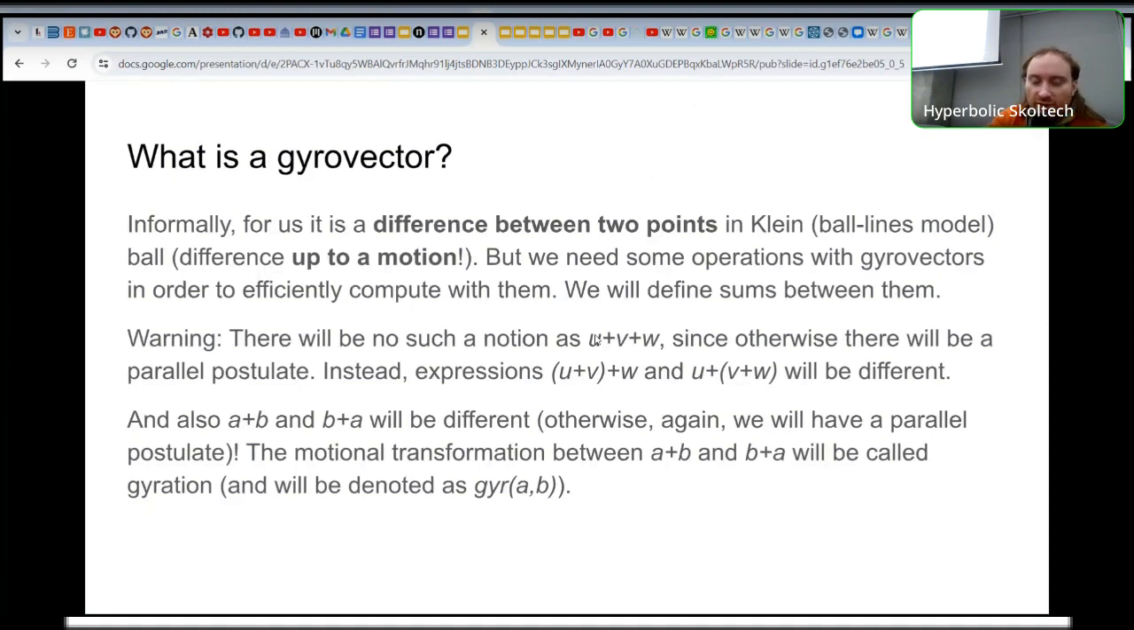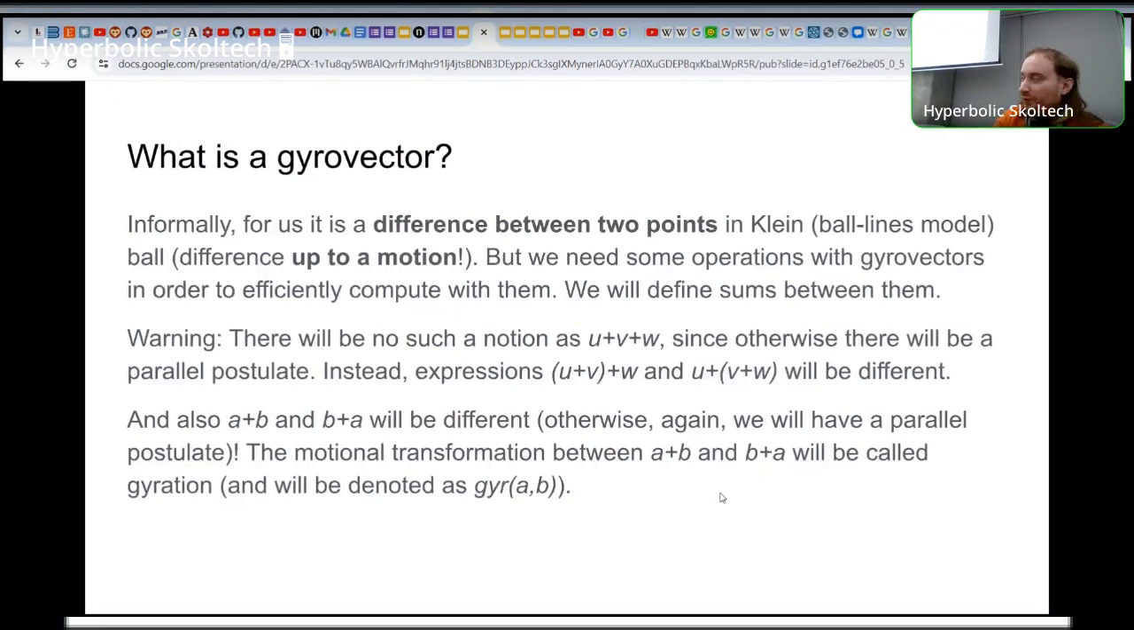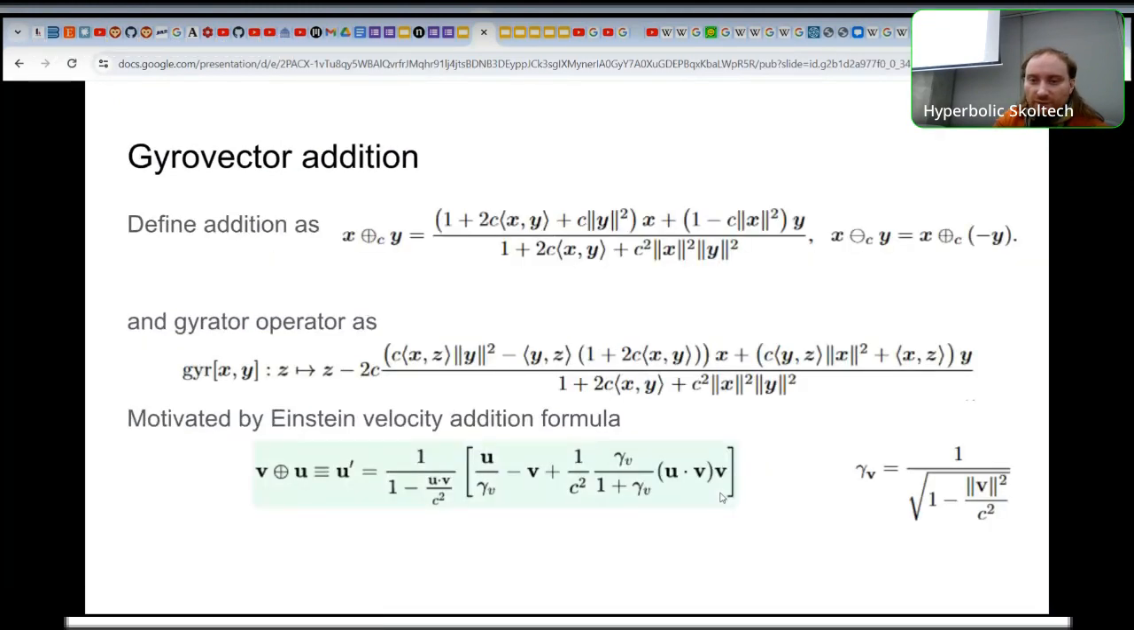So you don't have such a thing as a sum of three vectors. These two expressions will be different, and also a plus b and b plus a will be different. And actually there will be a motional transformation between a plus b and b plus a.